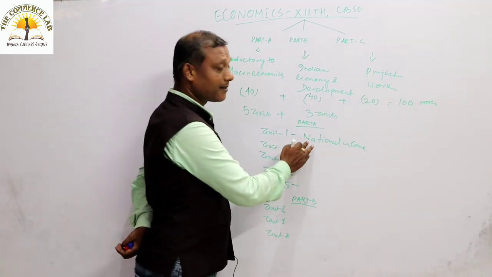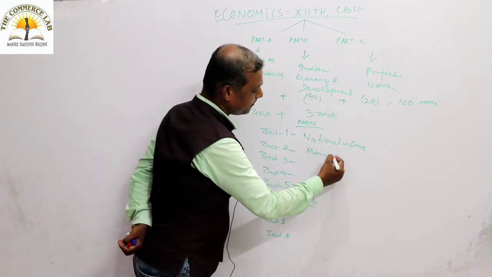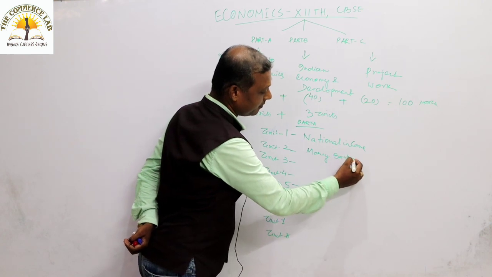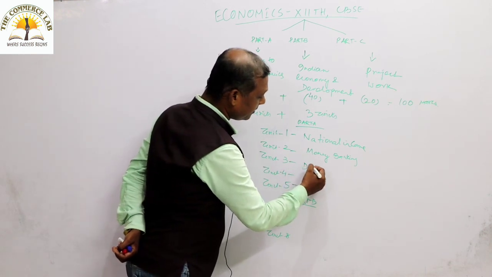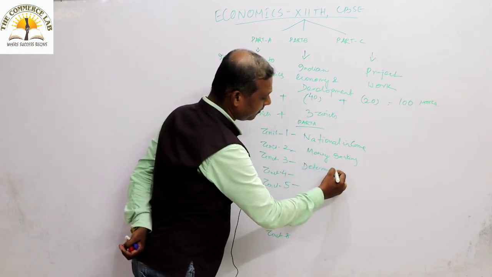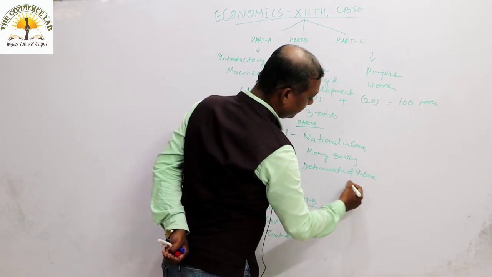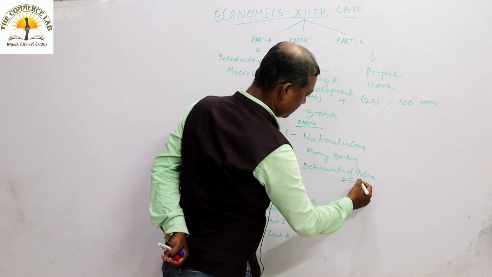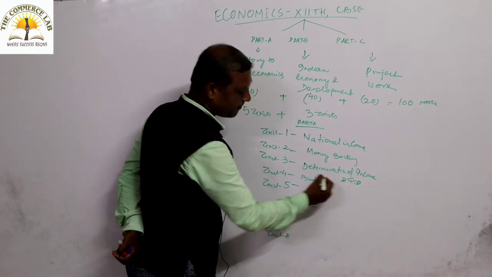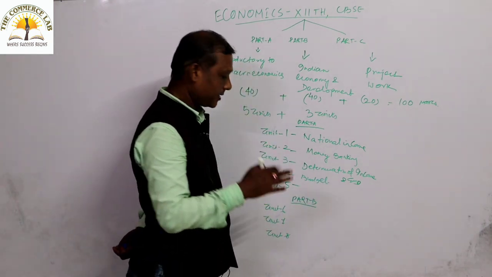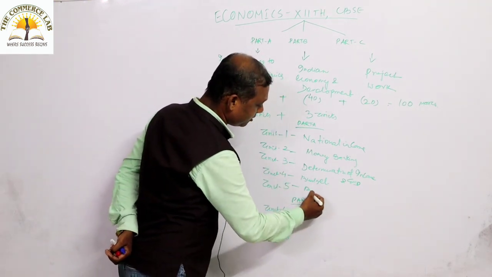Understood? National income, chapter 1. Second chapter will be your money banking, your chapter 2 of macroeconomics. Unit 3, determination of income and employment. Unit 4, budget. Unit 5 will be your balance of payment.